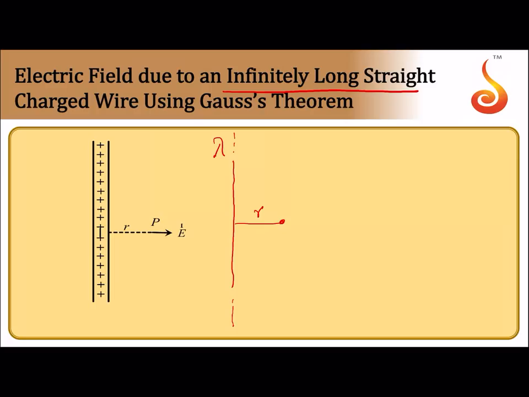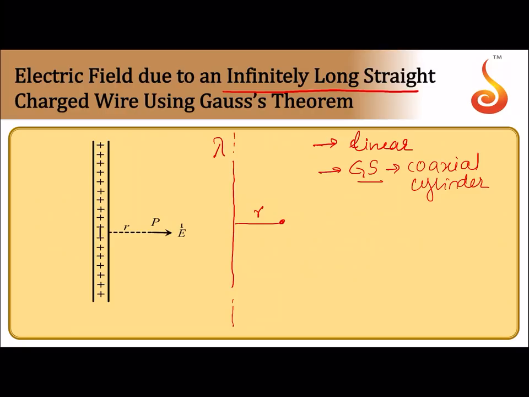If it is cylindrical symmetry, what type of Gaussian surface should be constructed? That is your second question. What type of Gaussian surface should be constructed? Can you think? If it is linear charged or cylindrical symmetry, we need to construct a coaxial cylinder. So step number 1, it is linear charge distribution. Second step, the Gaussian surface should be a coaxial cylinder. It should be a coaxial cylinder. So shall we construct that coaxial cylinder?